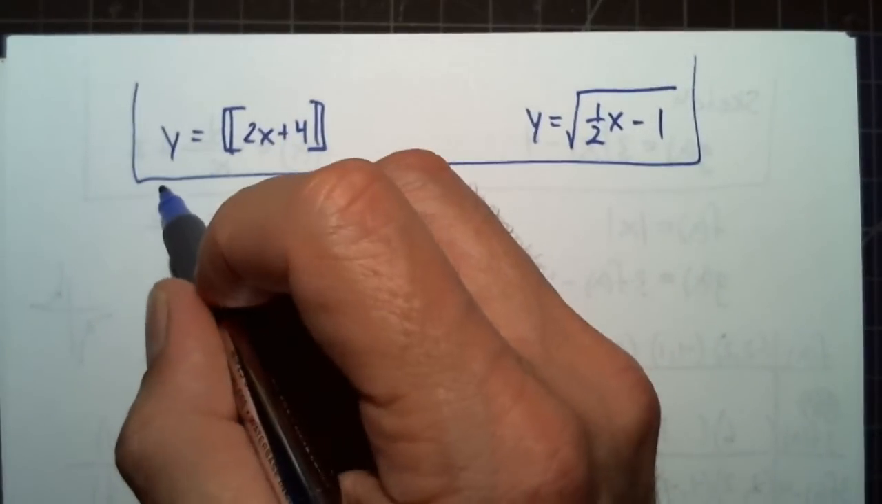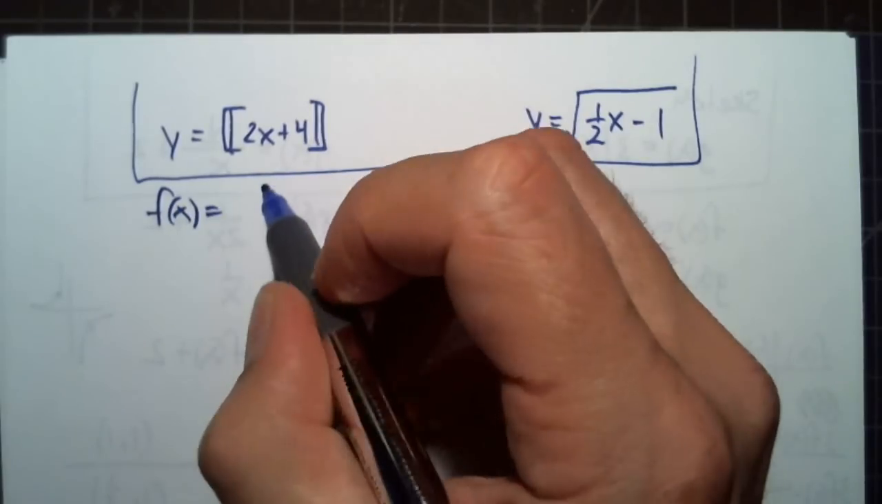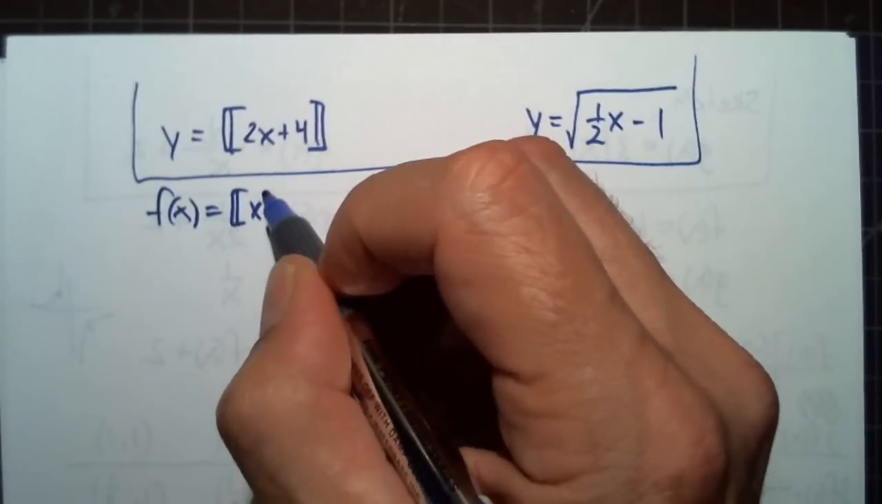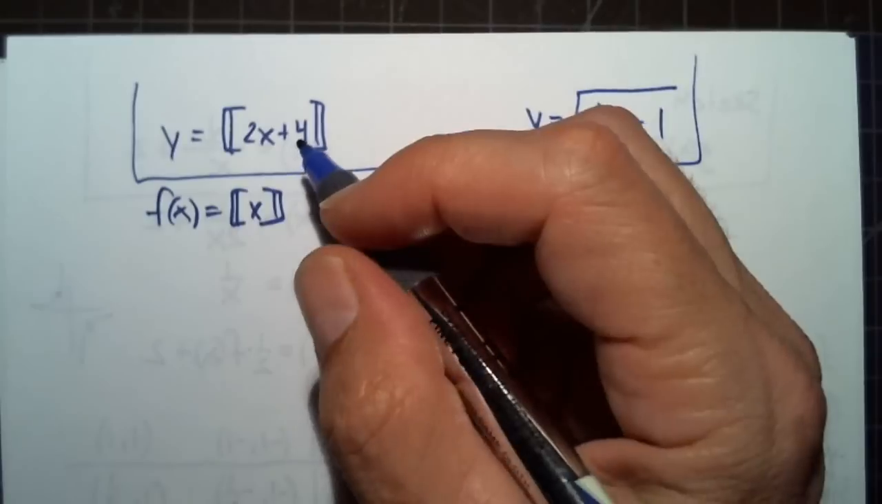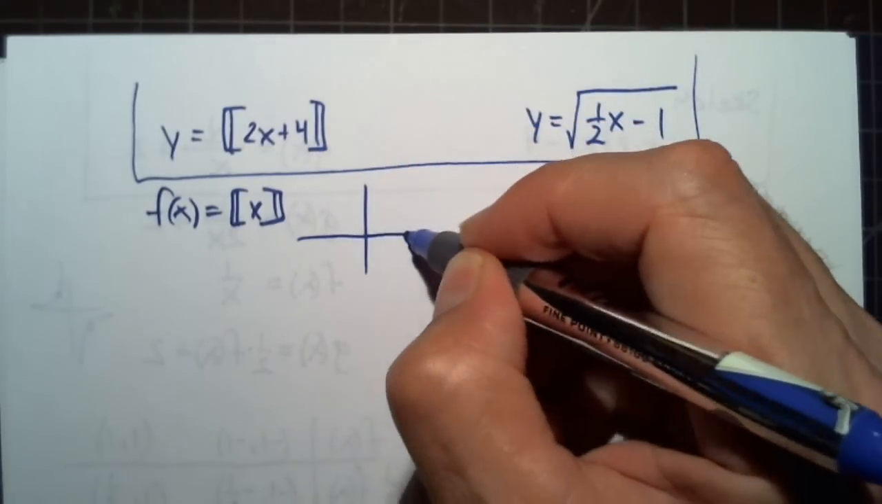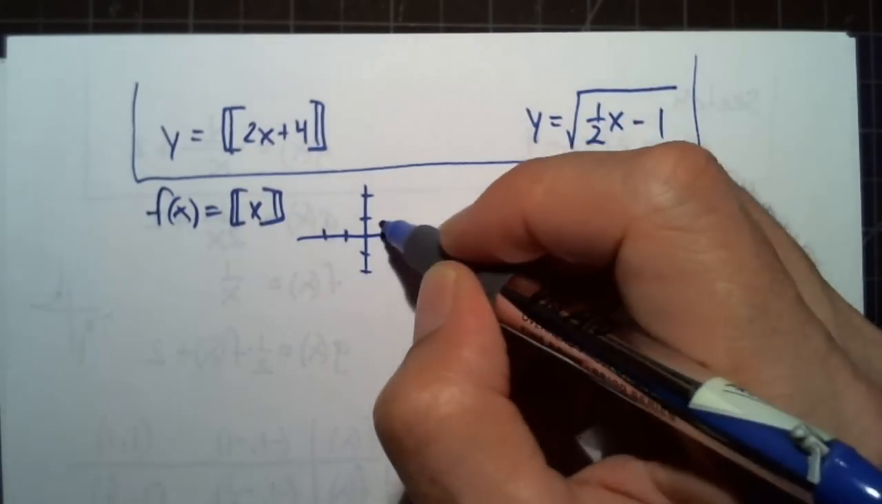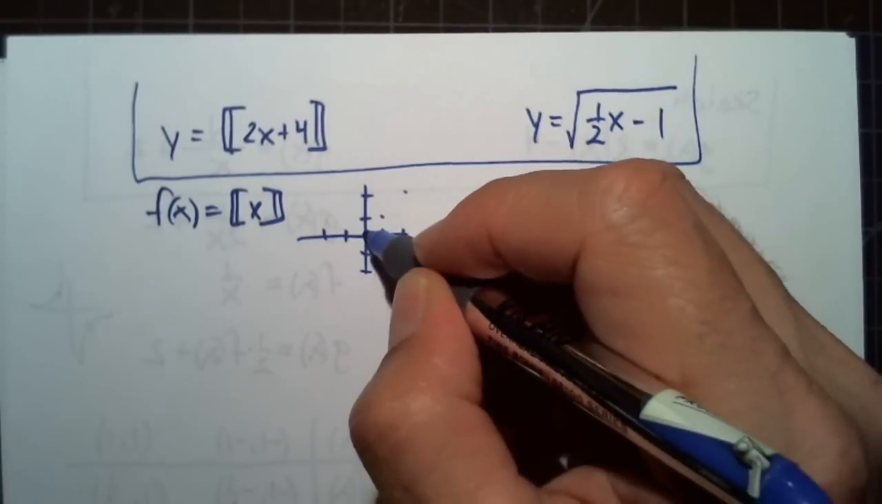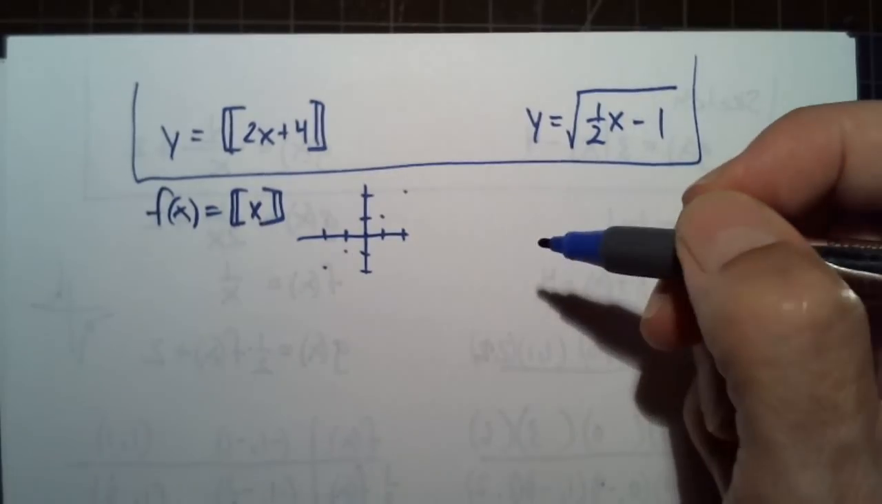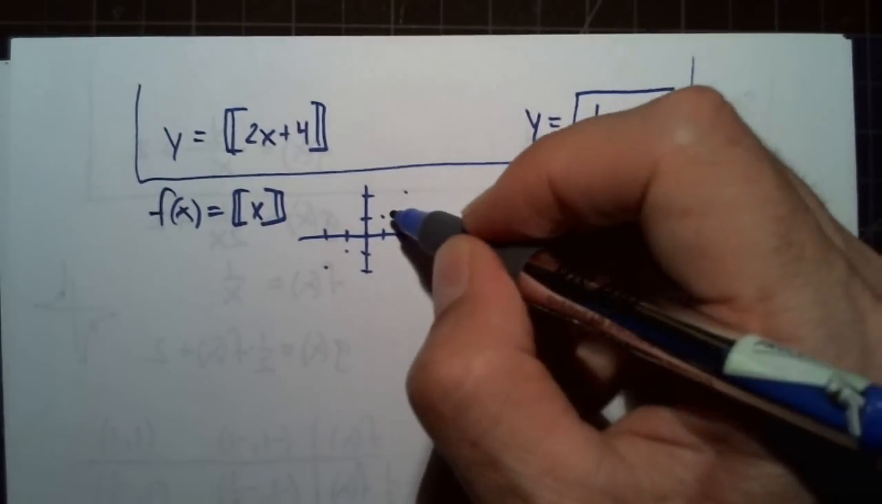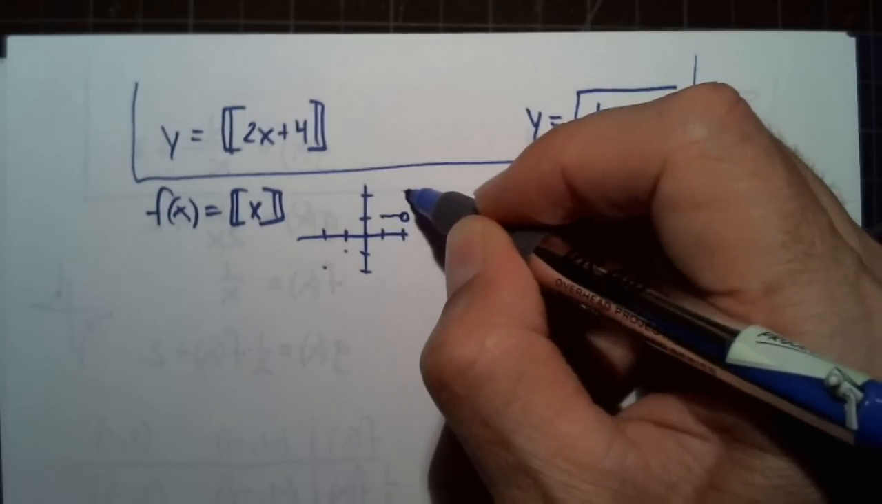Alright, so if we say that the parent function is the greatest integer function, also remember that the points that we can use from the parent function are just these points. Those are the ones that we're going to use, but then remember the graph goes like that.